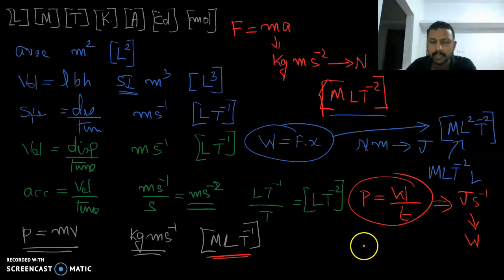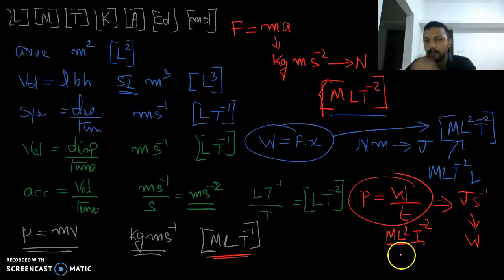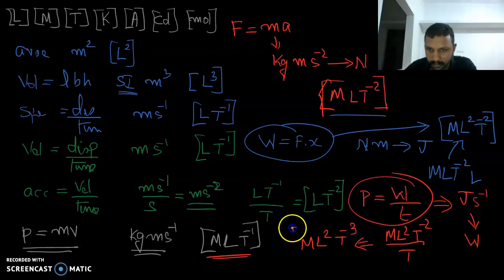Okay, then let's speak about the dimensional formula of power. What's the dimensional formula of work? The dimensional formula of work is ML square T raised to minus 2. Therefore, the dimensional formula of power will be ML square T raised to minus 2 divided by the dimensional formula of time, that is T. We have to take this T to the numerator. Then it is T raised to minus 1 into T raised to minus 2, which is T raised to minus 3. So ML square T raised to minus 3 is the dimensional formula of power.